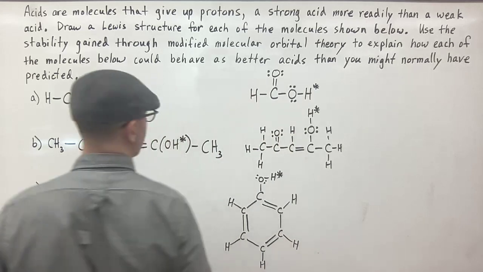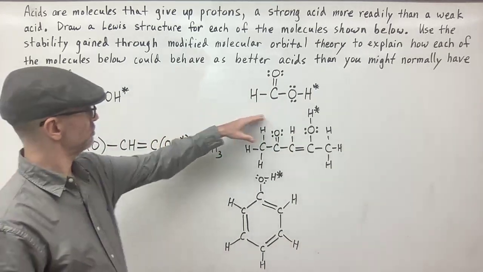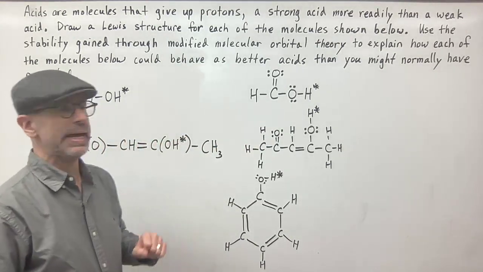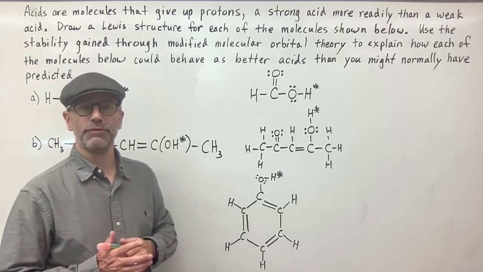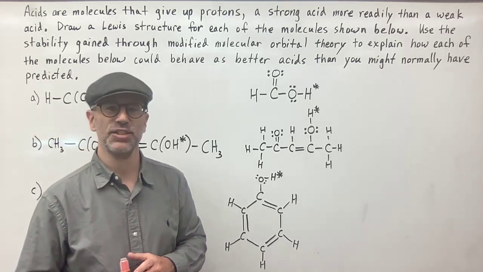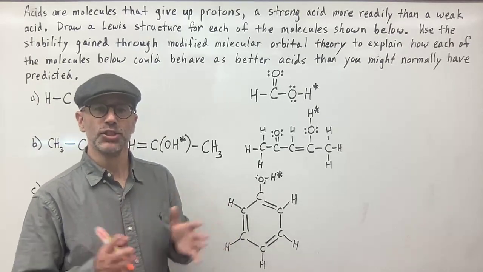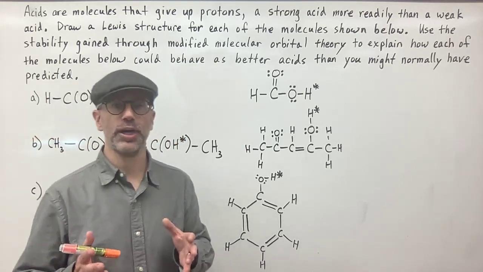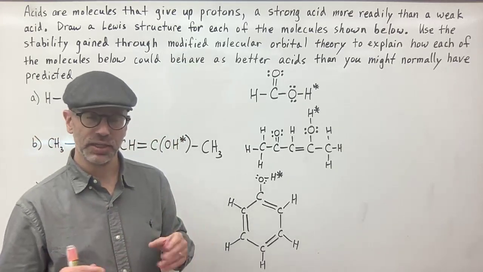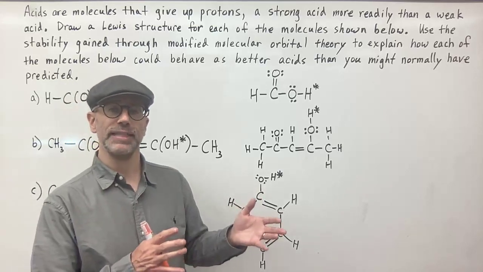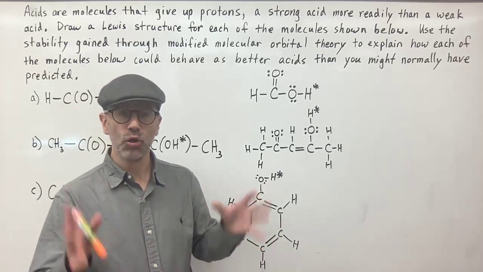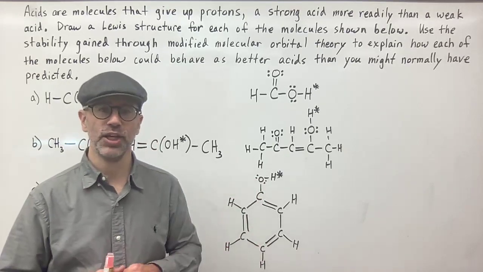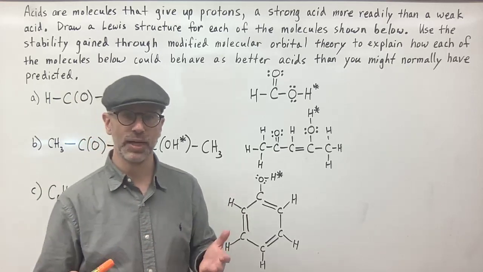Okay, so I drew the Lewis dot structures here. So here's the formula, here is the Lewis dot structure. And so when we're using the modified molecular orbital theory, what that means is you can use valence bond theory to describe the sigma bonds, but then you can use the molecular orbital theory to describe the pi bonding. So the valence bond theory takes care of the localized electrons in the sigma bonds. The molecular orbital theory can take care of the delocalized electrons in pi bonds.